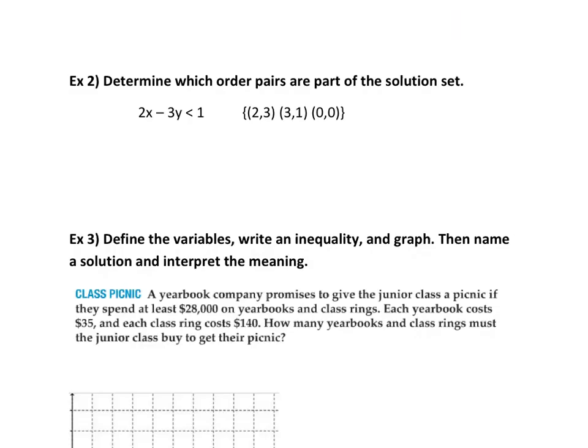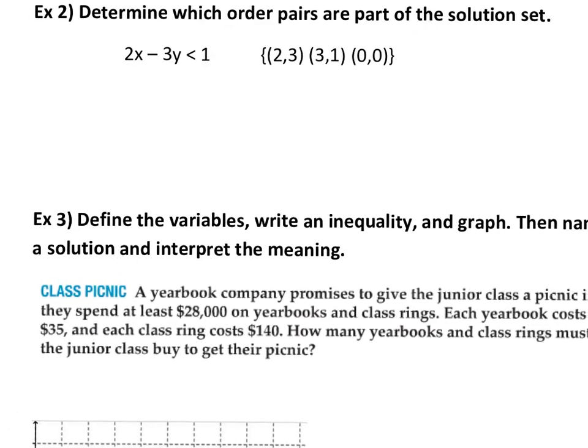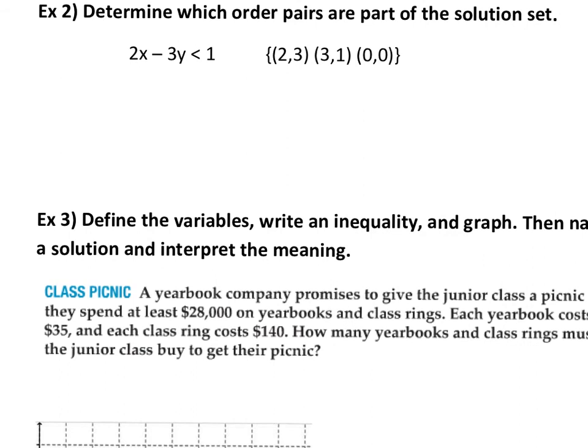All right, so the second example we're going to look at here says determine which ordered pairs are part of the solution set. So what we're going to do is just substitute in our coordinate points, and we're going to see which ones work and which ones don't. The ones that work are our answer. The ones that don't, we throw out. So I'm going to start by plugging in my first point here, which is 2, 3. So I'm going to take the 2 and plug it in for the x, and take the 3 and plug it in for the y.